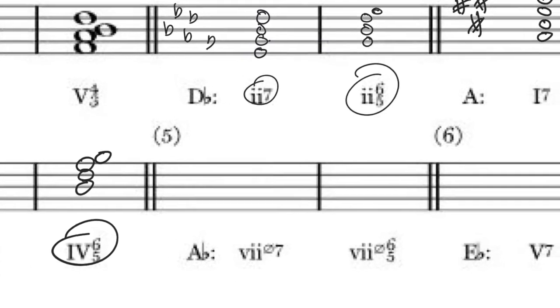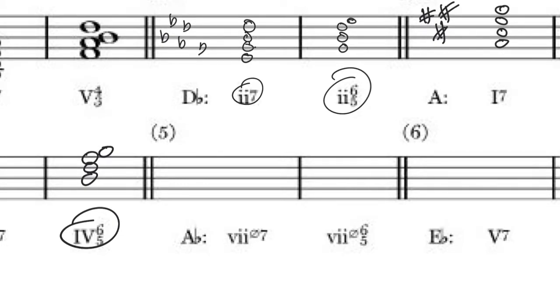So we have our half diminished 7. A flat would be 4 flats: B, A, E. And then we need our chord G, B flat, D flat, F. So that's our half diminished 7. Now we have to make it first inversion. Our third is in the bass, so we need B, D, F, and G.